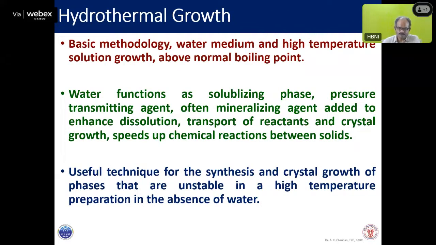Now the basic methodology: you have a water medium. I'm talking about hydrothermal growth. Hydrothermal growth is where you have a water medium at higher temperature, and the growth is solution growth type. Solution growth is where you prepare a solution and either you reduce the temperature or you evaporate it. Here we can reduce the temperature or we can pass the vapors to an area where a temperature gradient exists.